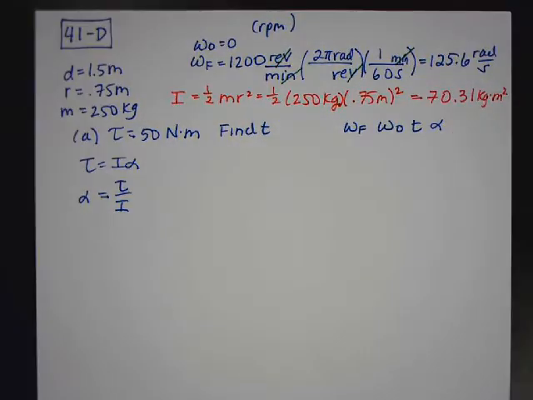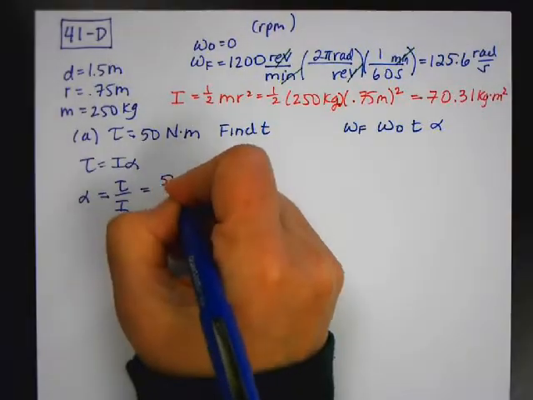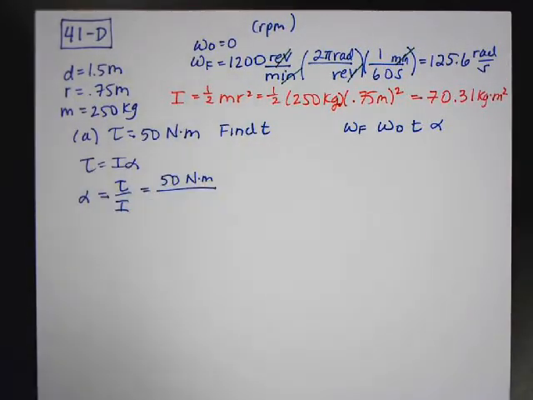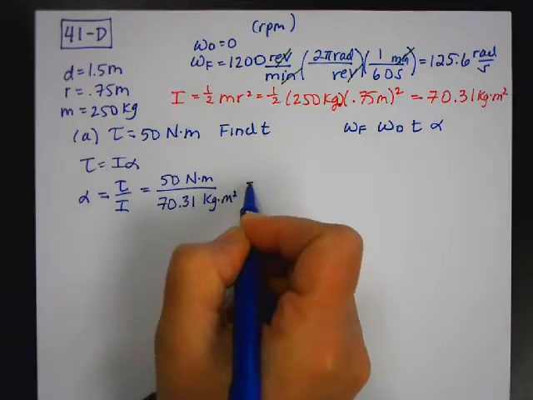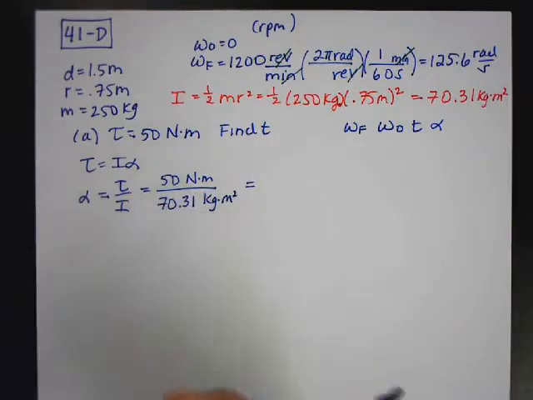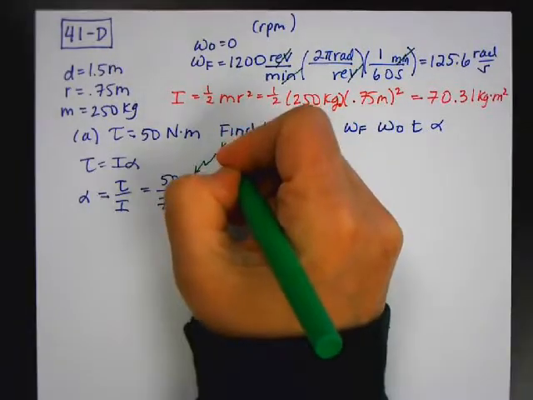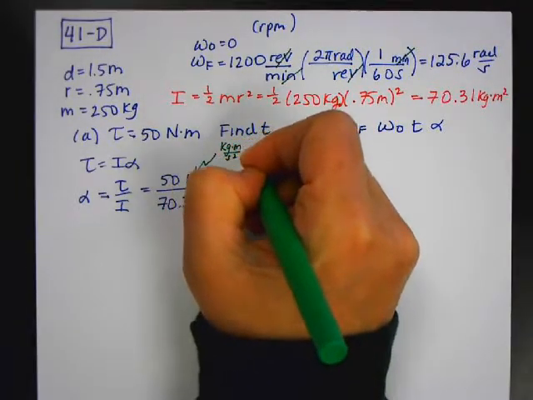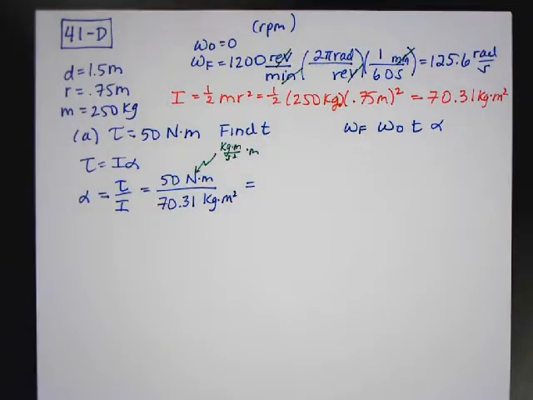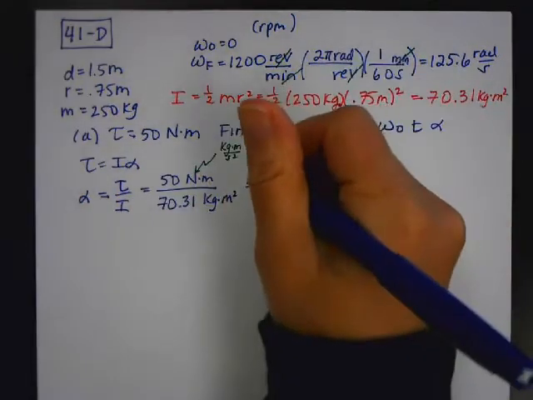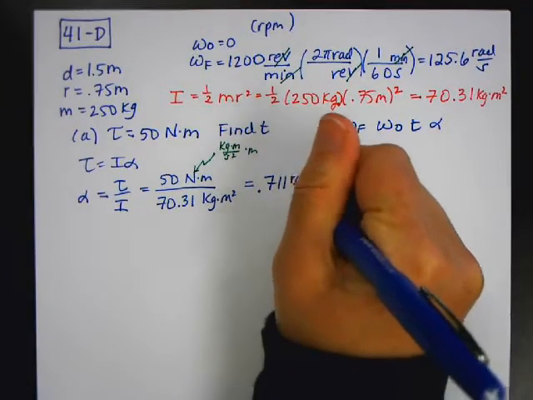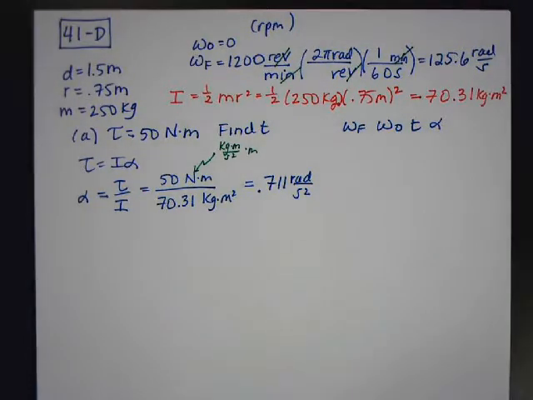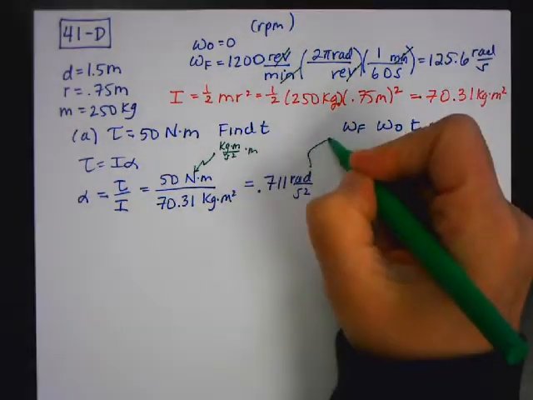So now I can go back and substitute this in here. So this is 50 newton meters divided by 70.31 kilogram meters squared. Remember, a newton is a kilogram meter per second squared. If I carry my units out and cancel them, kilogram meter per second squared times a meter, over kilogram meter squared, I see that my angular acceleration comes out to be 0.711 radians per second squared. So now I can take this value and substitute it in here.